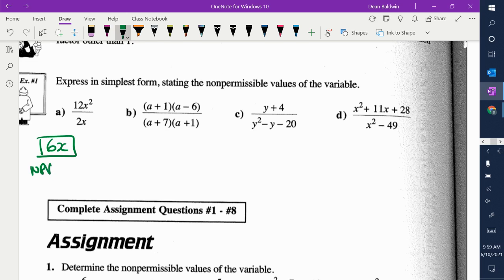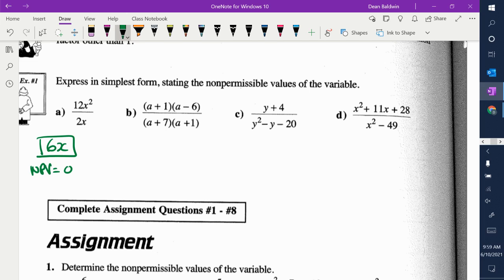So what's my NPV? What is x not allowed to be? Look at the original. 0. Your NPV is 0, because if I put 0 in here, I get 2 times 0, and it all blows up, because you can't divide by 0. You always look at the NPVs before you cancel, not after you cancel. It's only if there's an x by itself that it's 0. If there's no variable there, there is no NPV.